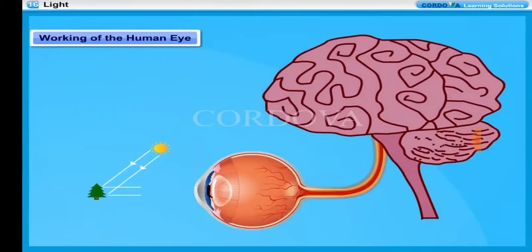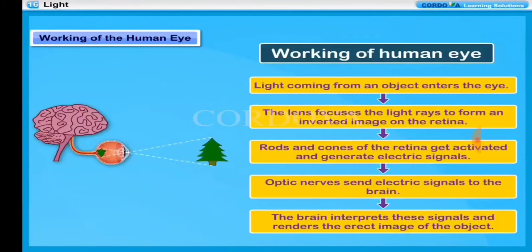Working of the human eye. The light coming from an object enters the eye through the cornea and the pupil. The lens focuses the light rays to form an inverted image on the retina. Rods and cones of the retina get activated and generate electric signals. Optic nerves send electric signals to the brain. The brain interprets these signals and renders the erect image of the object.